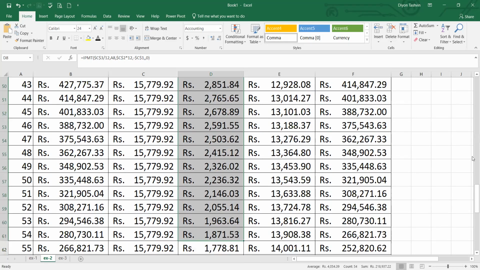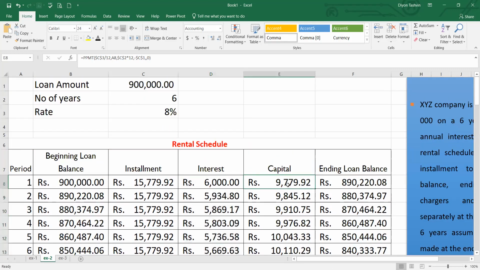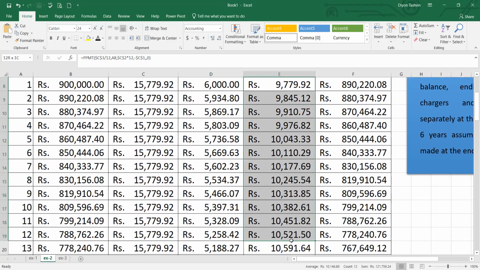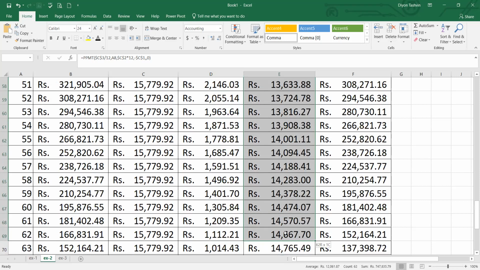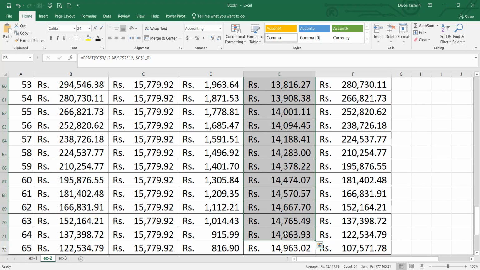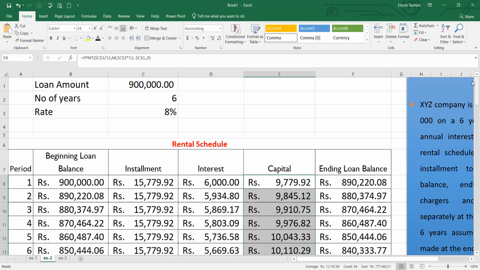Now, what can you see about the principal amount? With regard to the principal amount, you can see earlier the principal amount is lesser, but it is gradually increasing. So you can see there is an inverse relationship. Interest is gradually decreasing, however, the principal amount is gradually increasing. Why is there an inverse relationship between the capital and the interest?